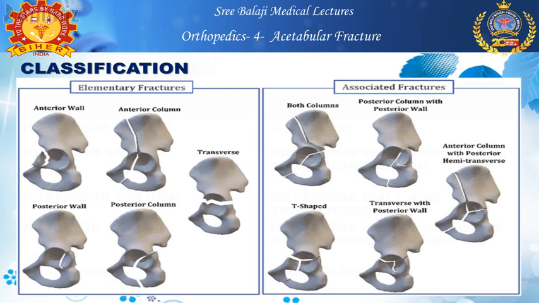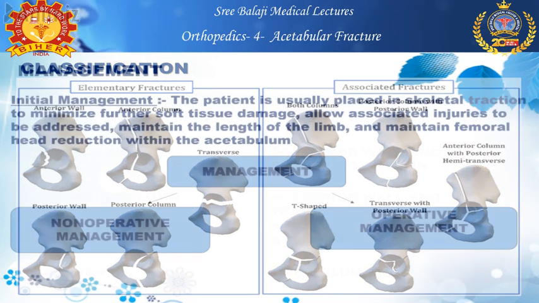Anterior wall, anterior column, transverse fracture, posterior wall, posterior column. Here, in both columns, there is a fracture. Posterior column with posterior wall fracture, anterior column with posterior hemitransverse fracture. Transverse with posterior wall fracture, and a T-shaped fracture.